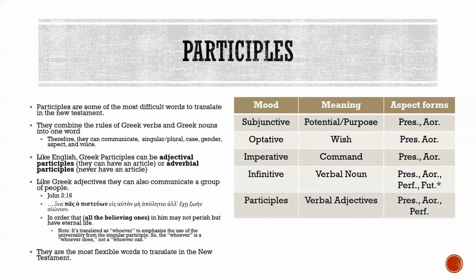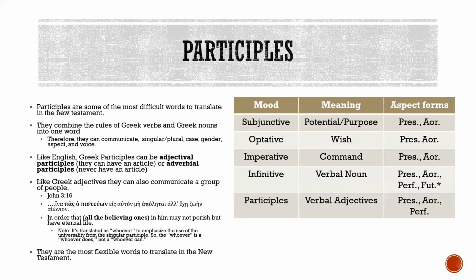Last but not least, participles are some of the most difficult words to translate in the New Testament, yet are the most flexible words to translate in the New Testament. This is because they combine the rules of Greek verbs and Greek nouns into one word. Therefore, they can communicate singular, plural, case, gender, aspect, and voice.